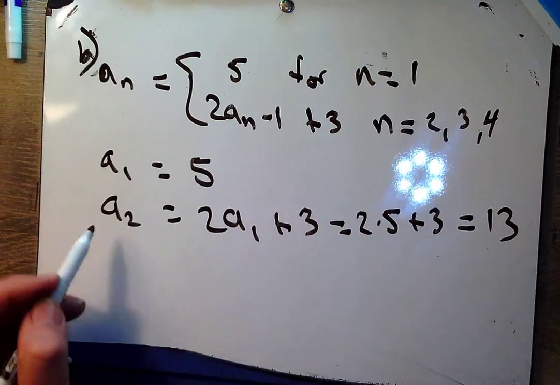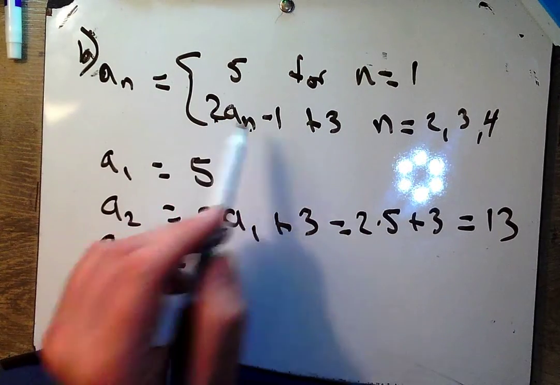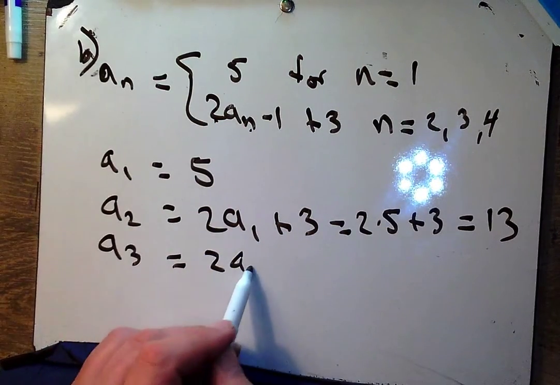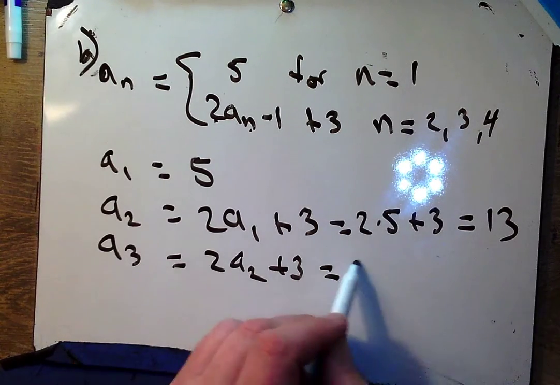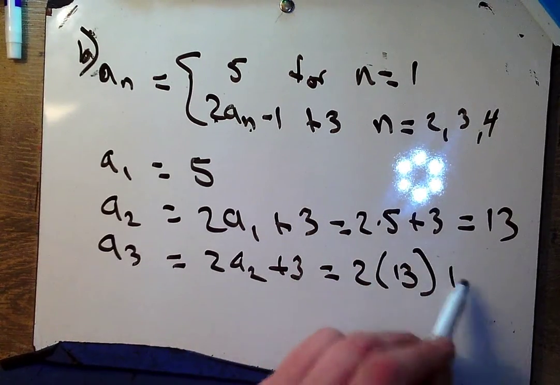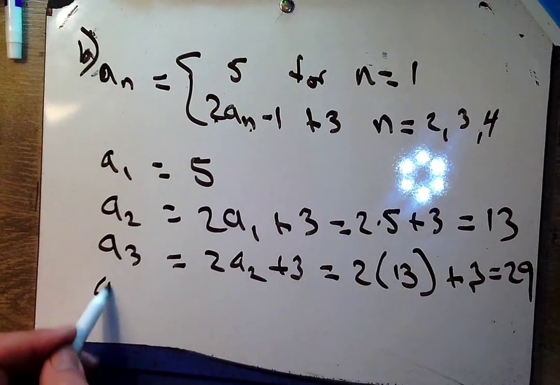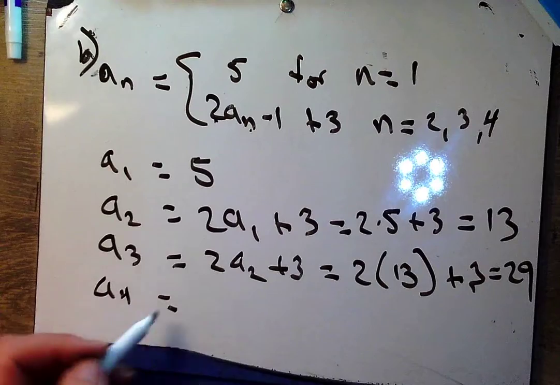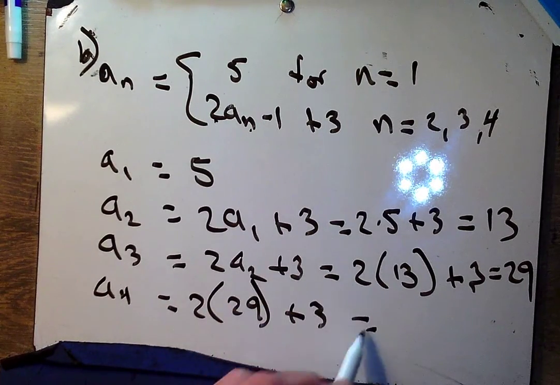Well, we know what a sub 1 is. I'll get 13. A sub 3, well, 2 times the last term, 2 times a sub 2 plus 3, 2 times the last term plus 3 is going to be 29. And a sub 4, well, that's 2 times the value of the last term, which is 29, plus 3, 58, 61. And so here are my first 4.